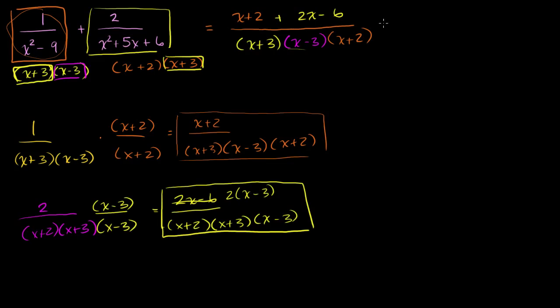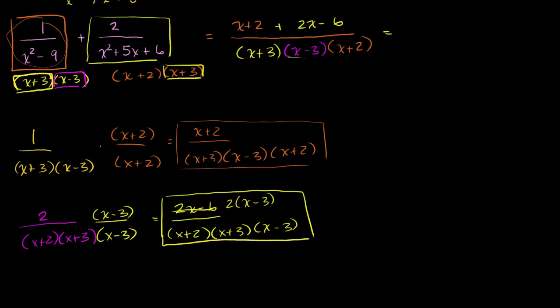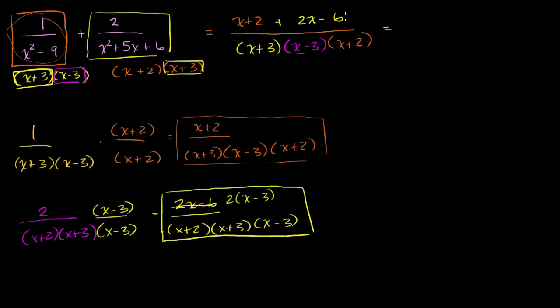And so this will be equal to, let me scroll down a little bit, x plus 2x is 3x, and 2 minus 6 is negative 4, all of that over this thing. We can either keep it multiplied out or factored out, but I'll take some time to multiply it. So I'll just say x plus 3 times x minus 3 times x plus 2. And we are done.